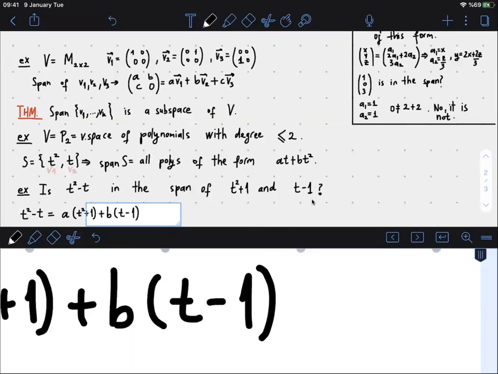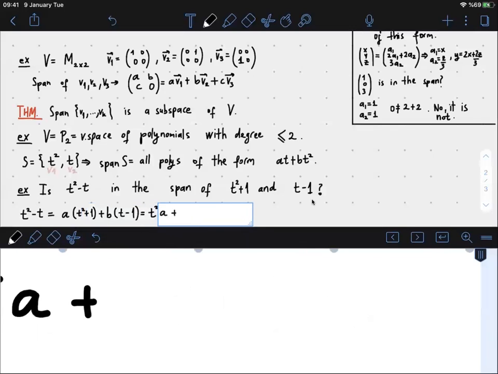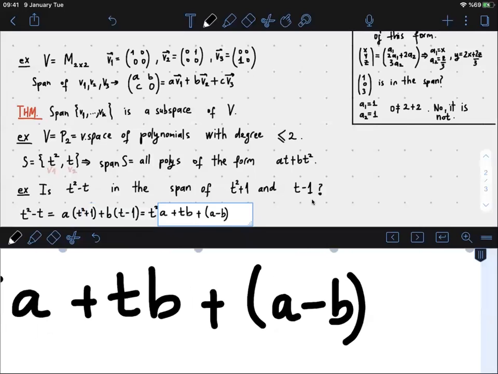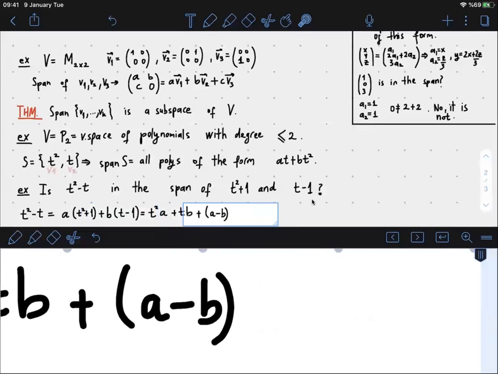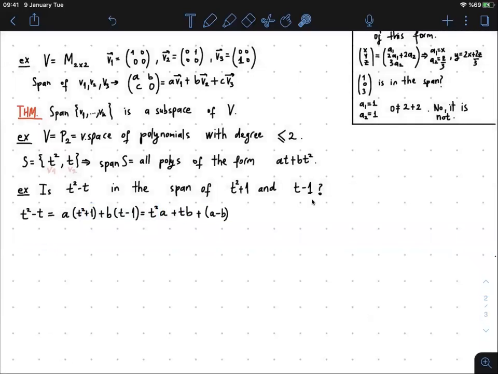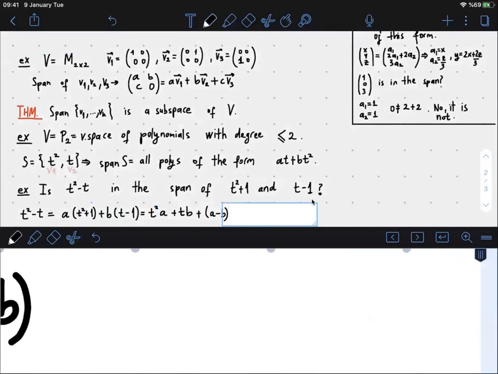A and b here are constants. So if I write this, what do I get? In t squared parentheses I have a, the t term has coefficient b, and the constants are a minus b. So if you look at both sides of this equation, look at here and here. If these are the same polynomial, then their coefficients should match.